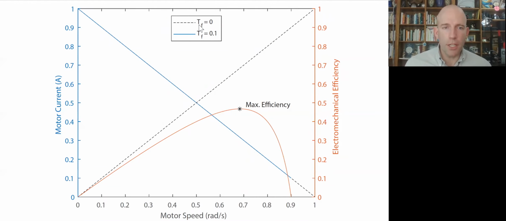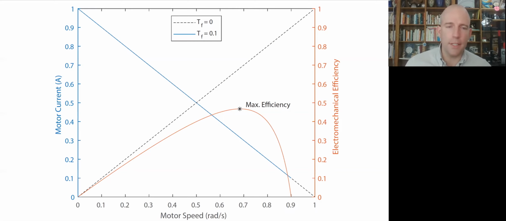If we add a little bit of friction, this 10% friction, our maximum efficiency point drops from 1 radian per second all the way down to 0.7 radians per second. So big reduction in the operating point corresponding to maximum efficiency. And the magnitude of the efficiency itself drops from 1 to about 50%. So huge reduction in the maximum achievable efficiency. So a little bit of friction really hurts the maximum efficiency of a motor and the system as a whole.